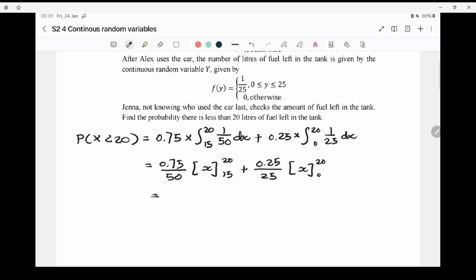So 0.75 times 5, 20 minus 15 is 5, and then divide by 50. 0.25 times 20 divided by 25. So calculate that one out. I'm calculating this now. So this will give us 11 over 40. Okay.